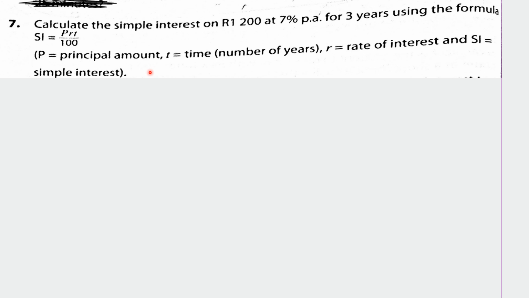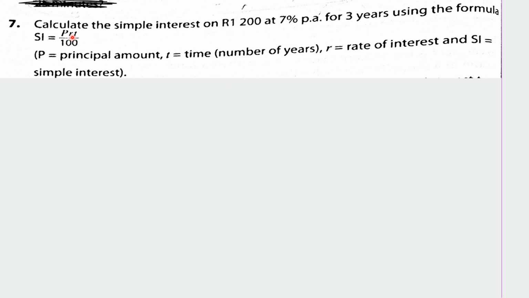So it's the initial amount that you put in the bank so that it can gain interest. And then T represents time, and time is represented in the number of years. And then R here represents the rate of interest. And then SI will represent the simple interest. Okay, so now in our equation, we just have to substitute the information that is given to us.